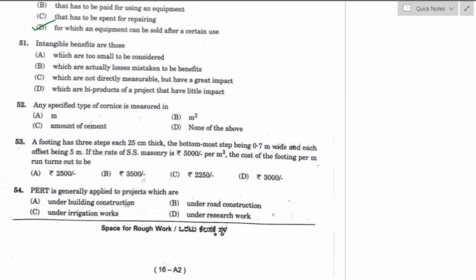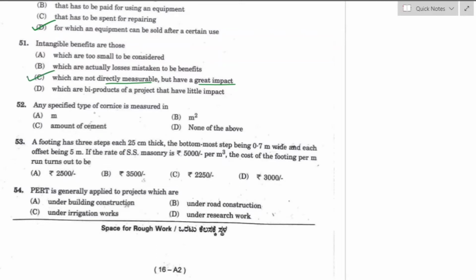Question number 51. Intangible benefits are those which are not directly measurable in terms of products. These benefits include customer satisfaction and professional satisfaction, which have higher impact. So intangible benefits are those which are not directly measurable but have greater impact. Option C is the right answer.